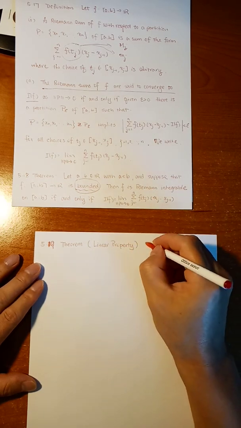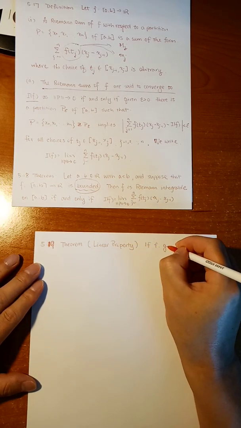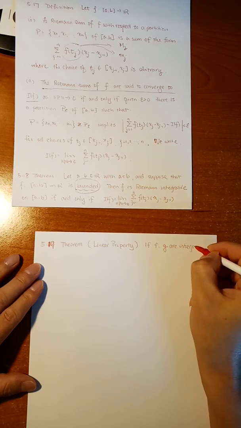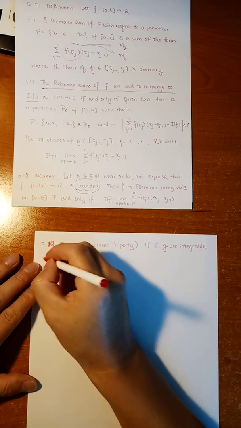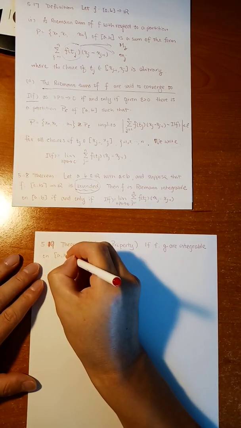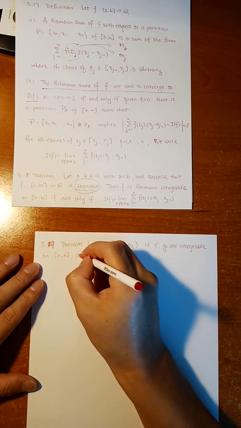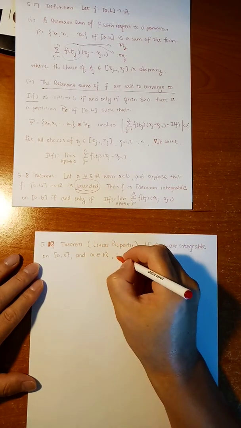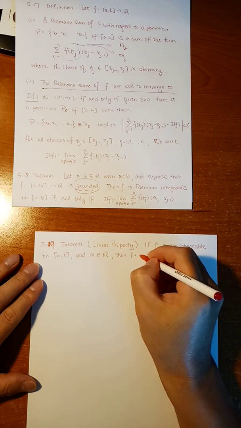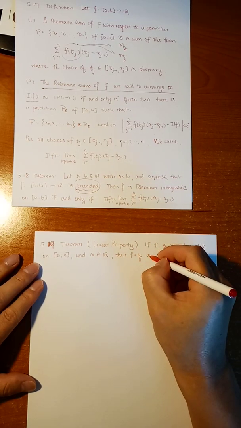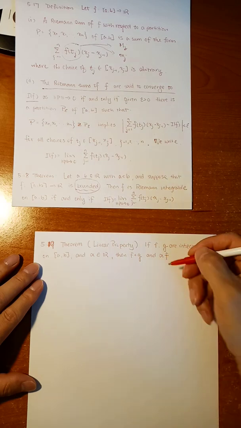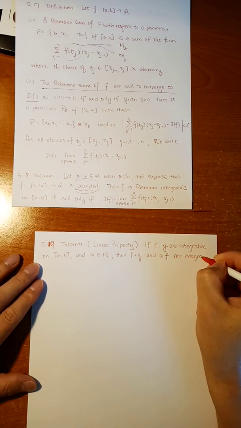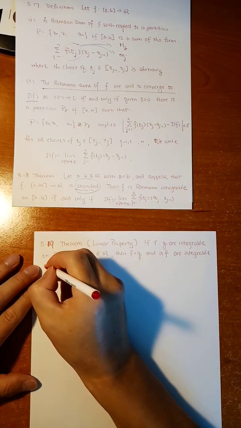The linear property says if f, g are integrable on [a, b], and alpha in R, then f plus g and alpha f are integrable on [a, b].